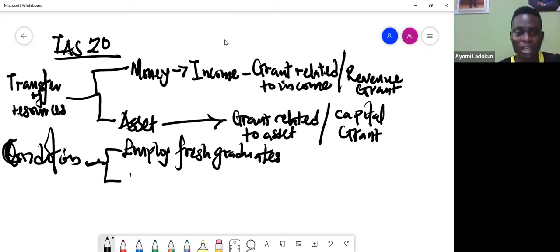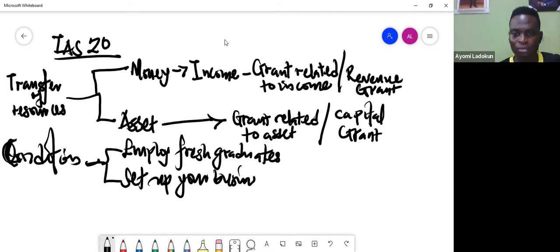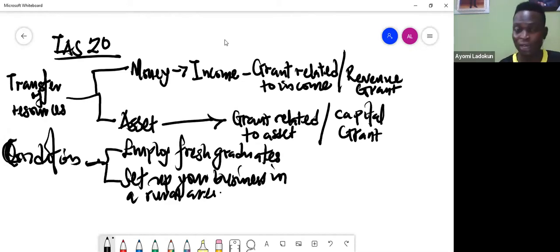Another one could be set up your business in a rural area. Nobody wants to go to a rural area, so government can attract businesses. Set up your business in a rural area, and if you do that, I'm going to give you assets. Sometimes they can even say they will give you tax free. You won't pay tax for the next 3 years. So those are government grants. Once it is government grants, then IAS 20 will apply.